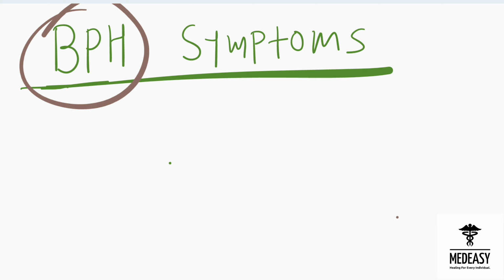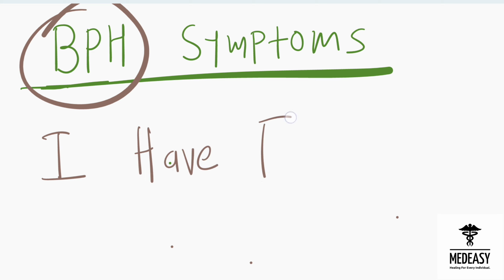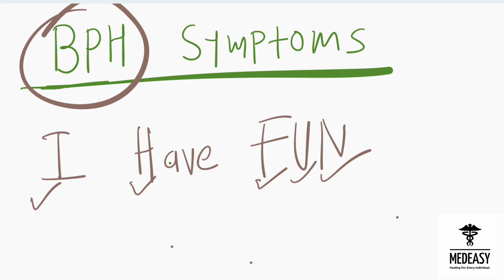For BPH symptoms, you have to remember one mnemonic. This is the one sentence, from which we can remember the symptoms of BPH: I have fun. From this, I, H, F, F, U, N, which is I written in capital letter, every letter has a symptom. Then let's start describing these symptoms.